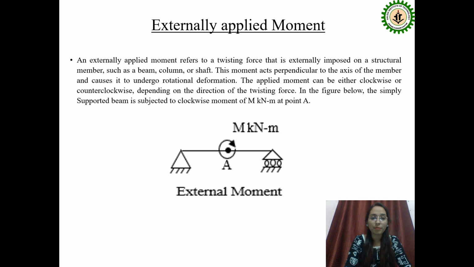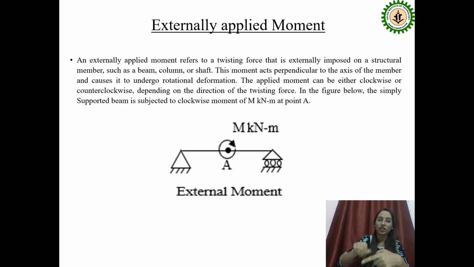Next one is externally applied moment. Now, till now, we were saying that the type of loading is loads, that is vertical load or whatever load it is, that is type of loading is directly loaded. But what if the load is in a manner of twisting? That is, the load is applied at a point and it is rotational. Then it will be considered as externally applied moment.